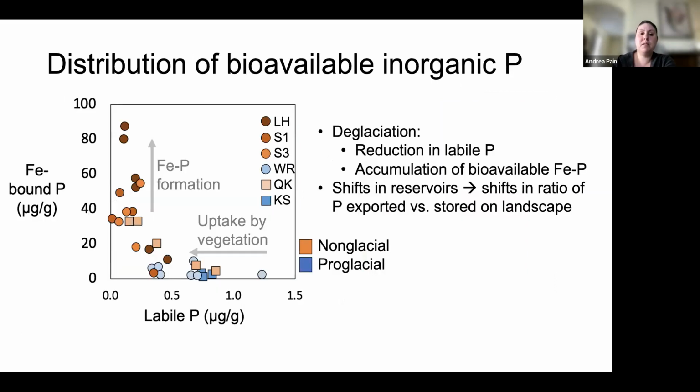So we sum up those two, the shift in reservoirs. We think that deglaciation results in a reduction of this labile exchangeable phosphorus at the expense of these iron-bound phosphorus formations. And so the key takeaway from this analysis is that shifts in the storage of phosphorus across the landscape could result in shifts of the ratio of phosphorus exported compared to that which is stored on the landscape.